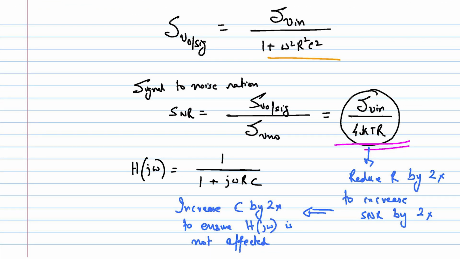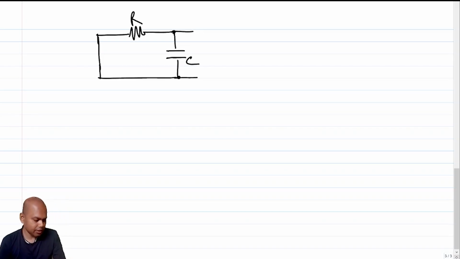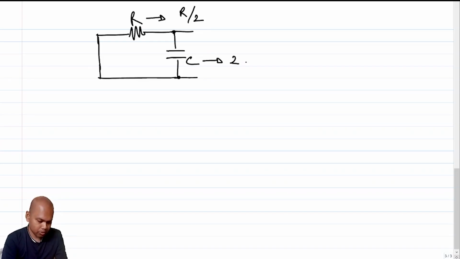What did I essentially do? What does it mean when I am reducing R and increasing C? Let me get rid of the input source for the time being, because that is of no consequence as of now. So this is R and this is C. And in the example that we just did, what did we do? We basically changed this R to R by 2, and we changed this C to 2C. Correct? So what does it essentially mean in circuit parlance?